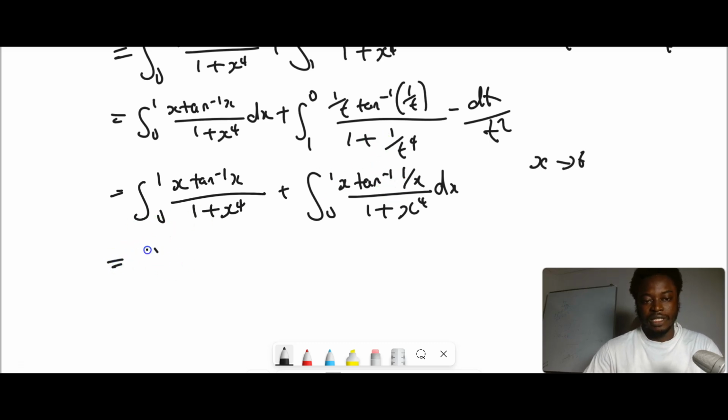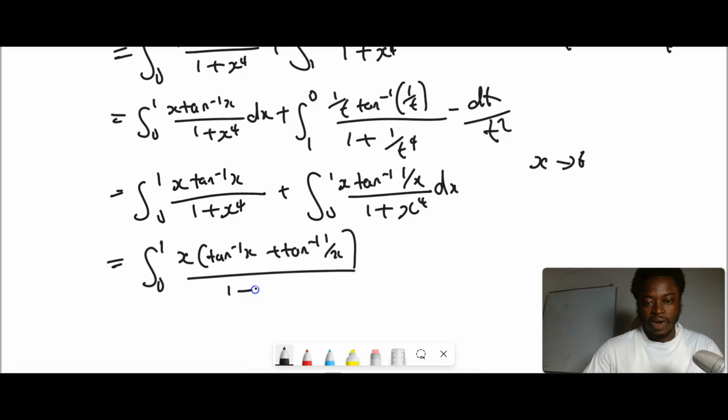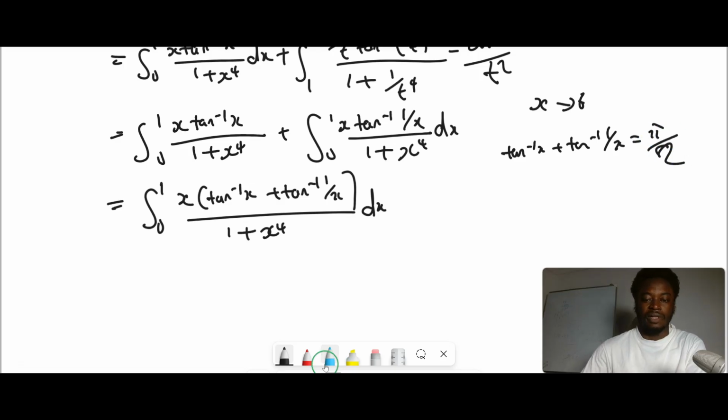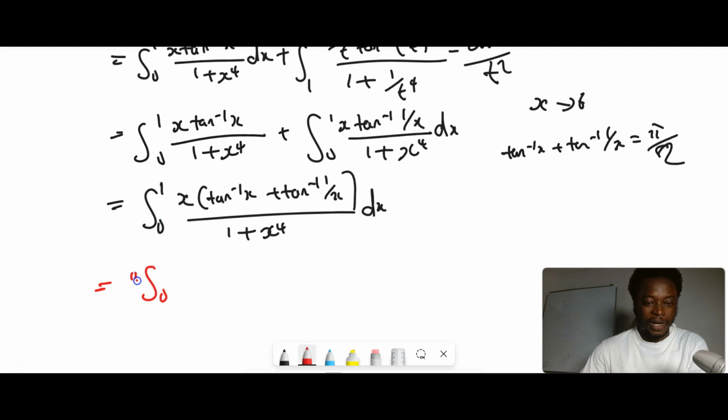So you would end up with the integral from 0 to 1. Since they have the same limits of integration, it will be x times tan inverse of x plus tan inverse of 1 over x all divided by 1 plus x to the fourth power dx. Now we know that the tan inverse of x plus tan inverse of 1 over x actually equals pi over 2. So essentially you would have pi over 2 times the integral of x over 1 plus x to the fourth power dx.